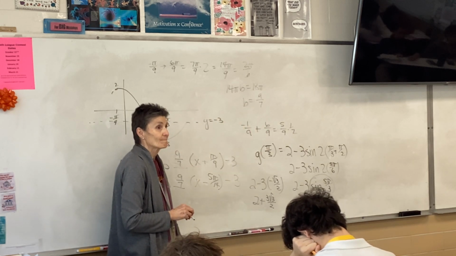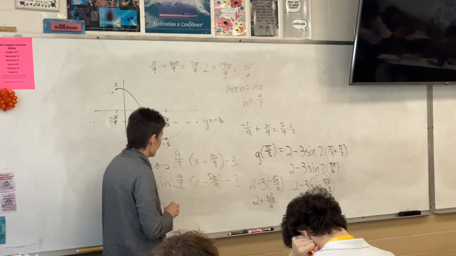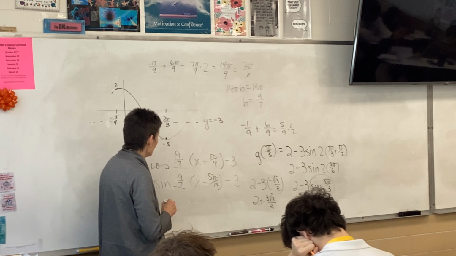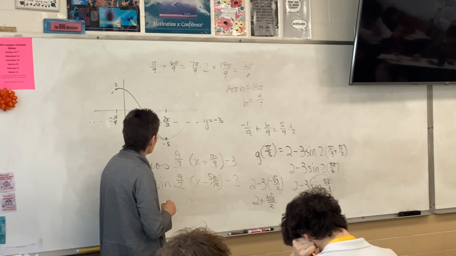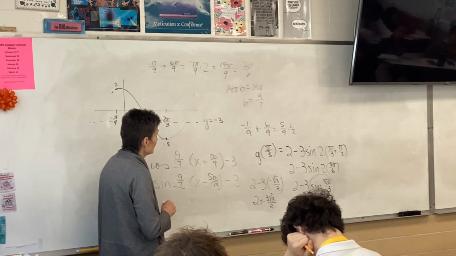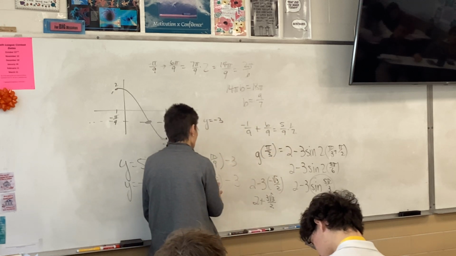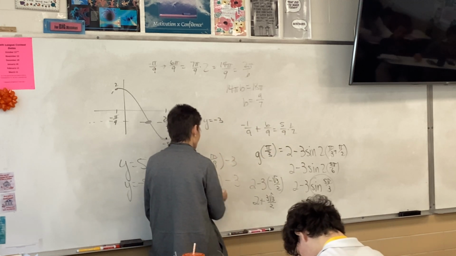For the last one, is that supposed to be over 18? Oh, wait a minute. Yes, somehow I multiplied 9 times 2 and got 14. Yeah, thank you.